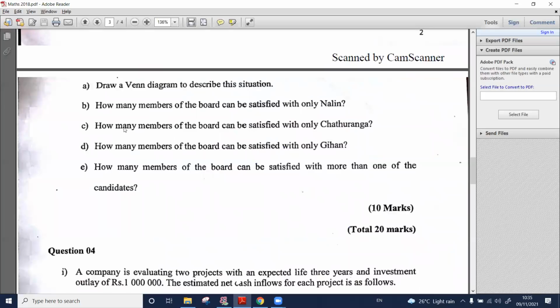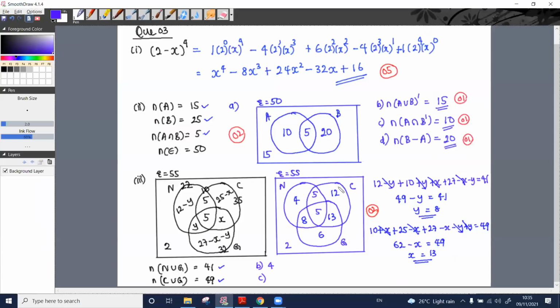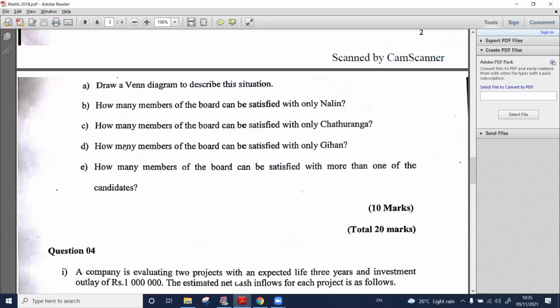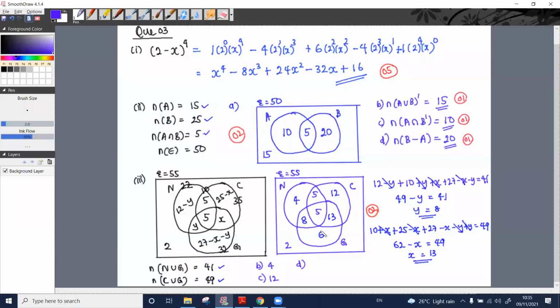Part C, how many members of the board can be satisfied with only Chaturanga? Chaturanga only, that is 12. To get these answers, you need to do all these workings in advance. Then part D, how many members of the board can be satisfied with only Gihan? Only Gihan, that is 6, this region.